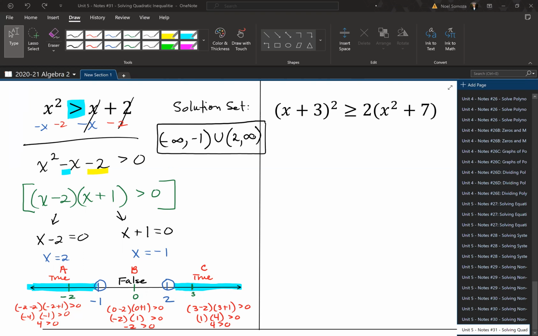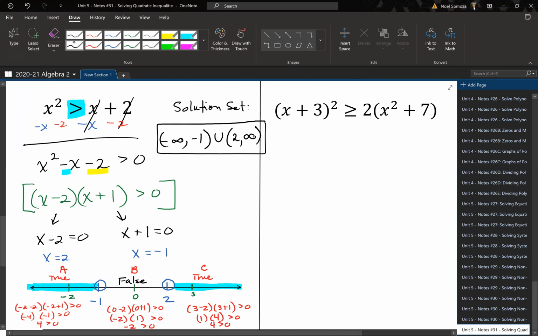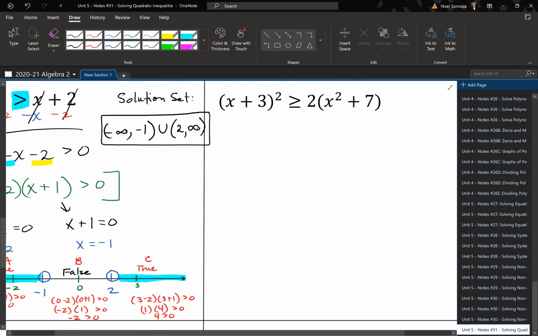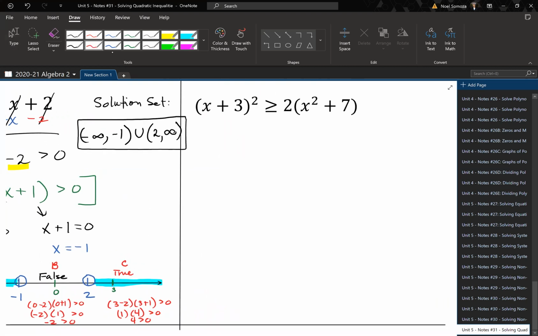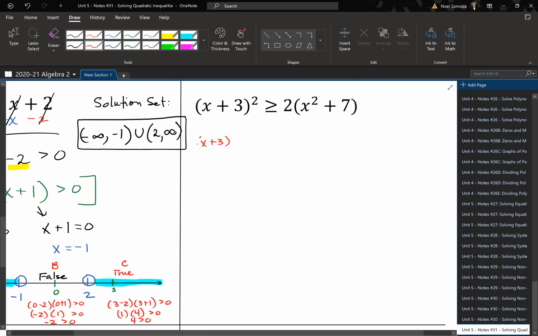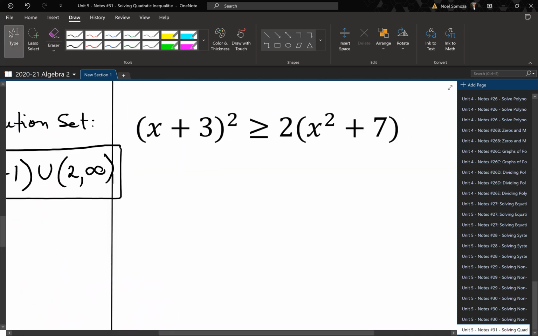Okay, let's go ahead and take a look at the next example. Next example is going to require us to expand, right? So take a look at the left. It's x plus 3 squared. Let's expand it. That gives us x plus 3 times x plus 3 greater than or equal to. And on the right side, we can also distribute. So this gives us a 2x squared plus 14.